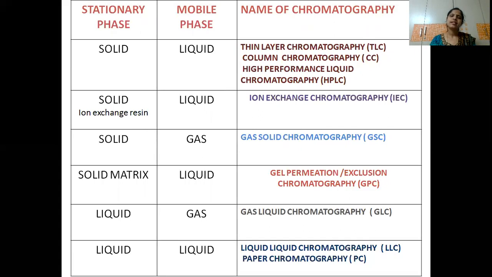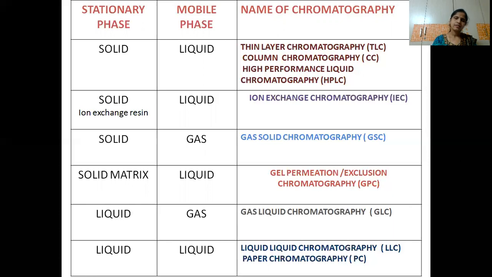Then the other one is gas solid chromatography, where, as the name itself says, the stationary phase is solid and the mobile phase is gas. Similarly we have gas liquid chromatography, where the stationary phase is liquid but the mobile phase is gas. Generally when we have mobile phase as gas, we coin the term just gas chromatography. Based on the stationary phase, if it is solid, we call it GSC, that is gas solid chromatography. And if the stationary phase is liquid, we name it GLC, that is gas liquid chromatography.